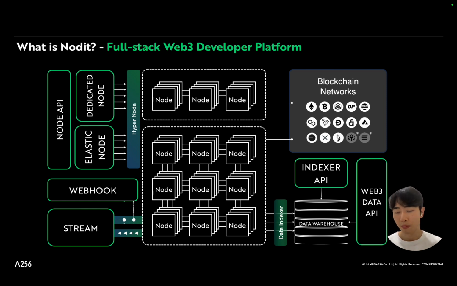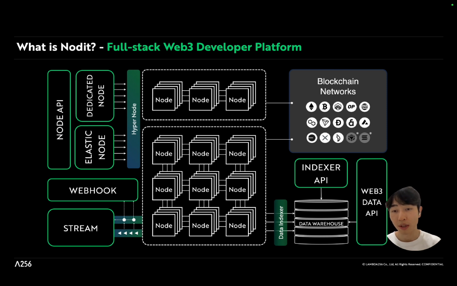Let's say you're building a DApp. You will need a way to interact with the blockchain. You could run your own nodes, but that's expensive and hard to scale. Instead, with Nodit, you can access our managed node pools shown here in the middle of the slide. Just use our Node API to connect to them, and you are ready to go.